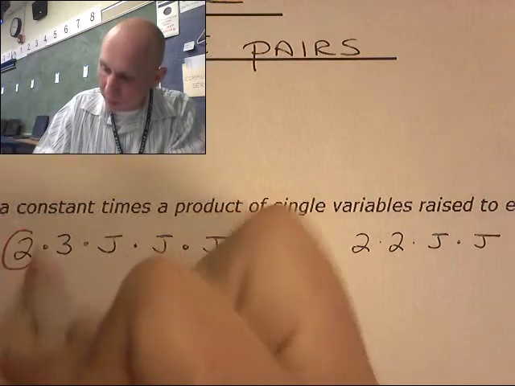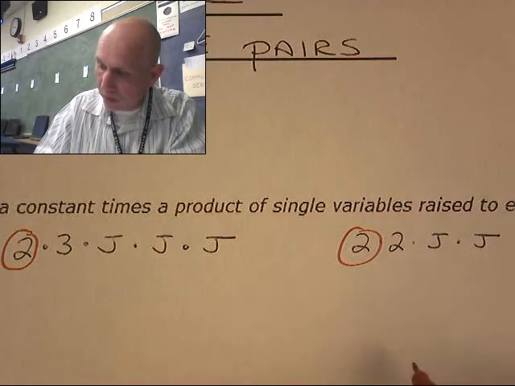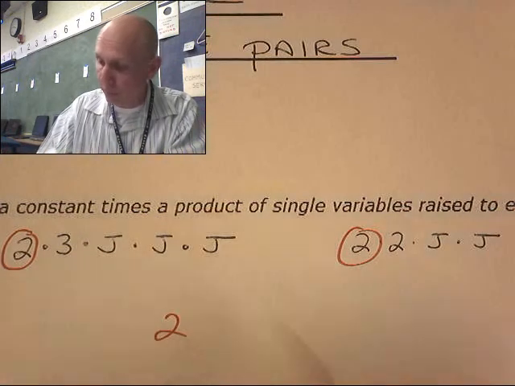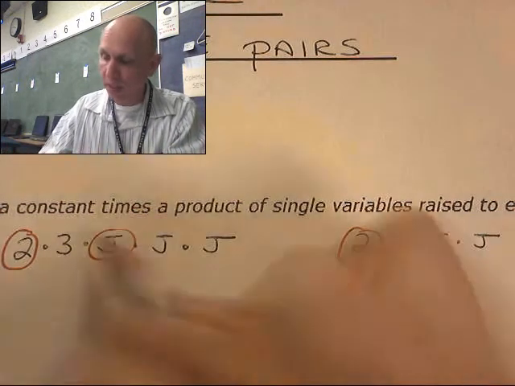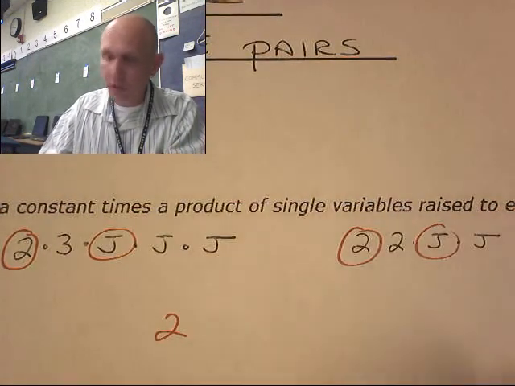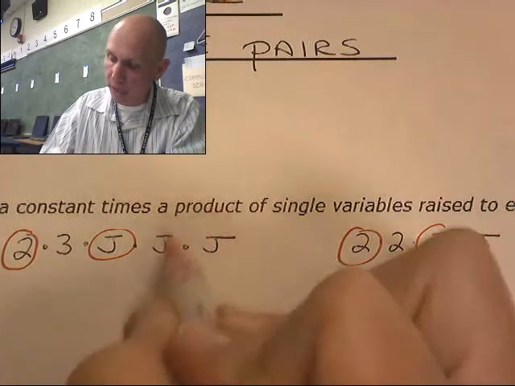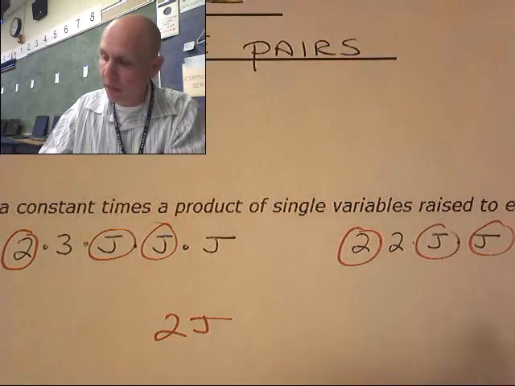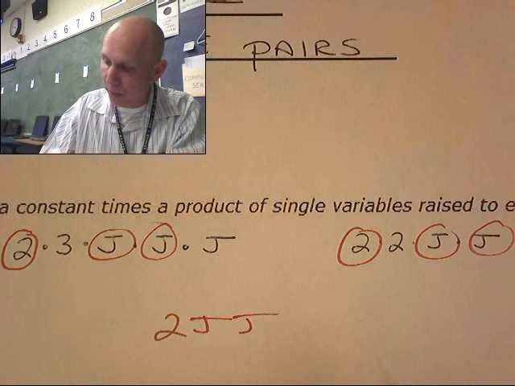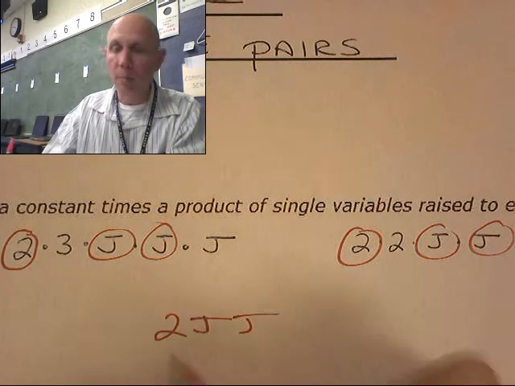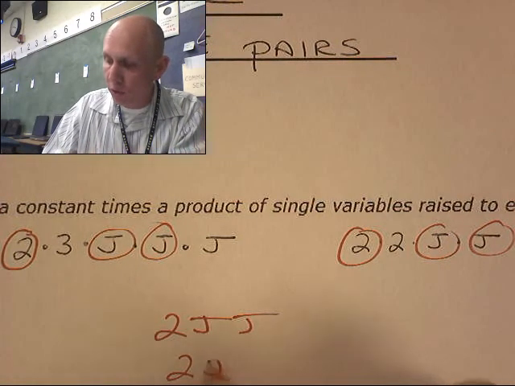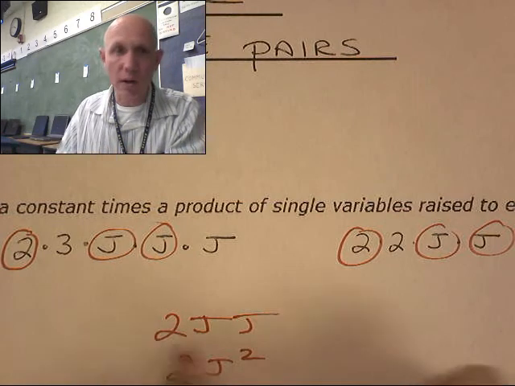Okay, well, there's a 2 and there's a 2. There's a pair. Let's bring it down to our final answer. Here's a j. There's a j. That's another pair. Bring it down. There's a j. There's a j. There's another pair. Bring it down. My answer is 2j squared.